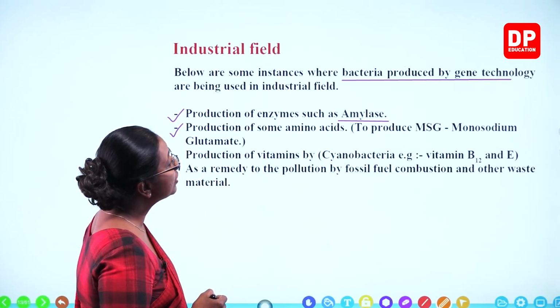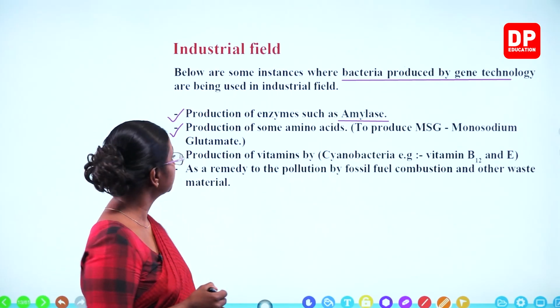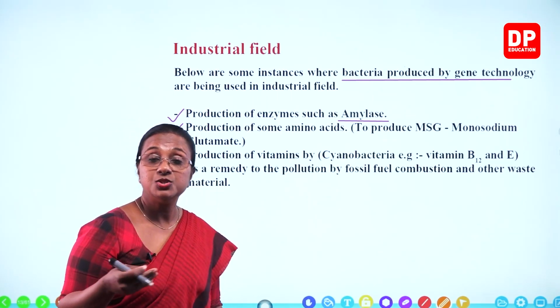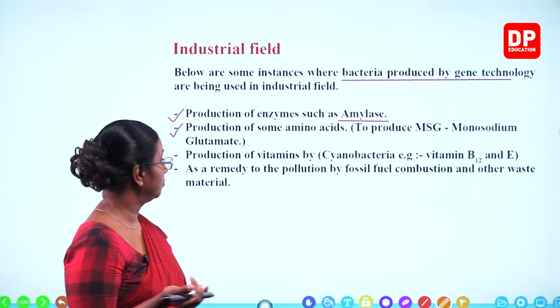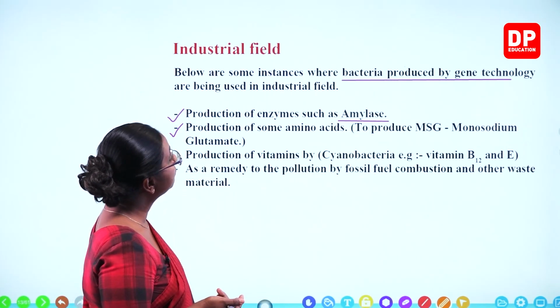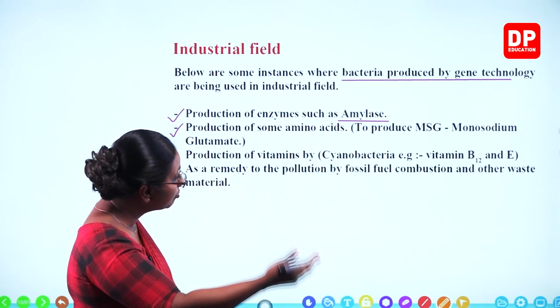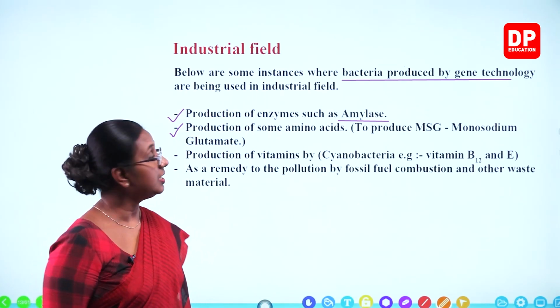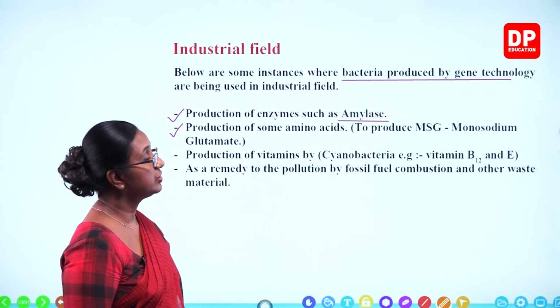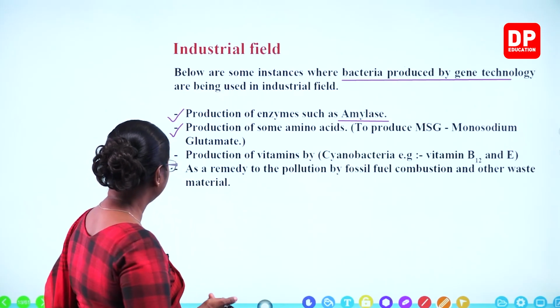That is to produce MSG. MSG means monosodium glutamate. This is used as a flavor in food, to flavor food. So those amino acids that are used to produce MSG are also produced using genetically modified bacteria.